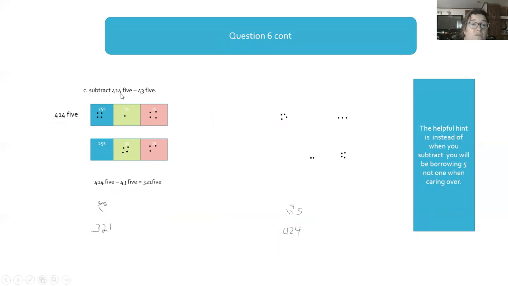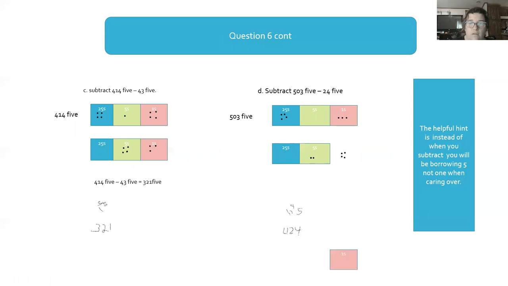Okay, subtraction. We got 414 fives minus 43 fives. Here's our little help bubble. It says the helpful hint is instead of when you subtract, you will be borrowing 5, not 1 when carrying over. Same with 6s, we'll be borrowing 6. So when we're doing our problem, oh, I did that again. Okay, sorry guys, I put that in the wrong order.